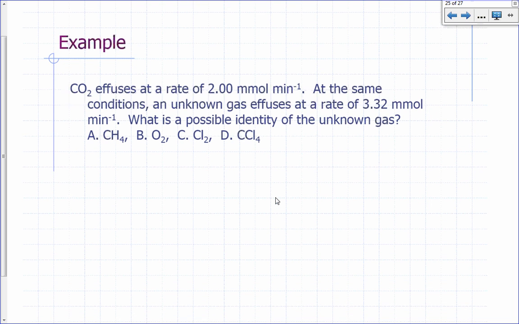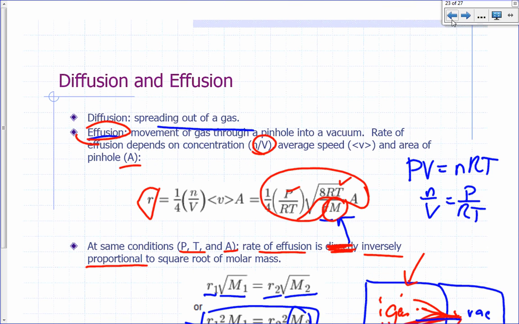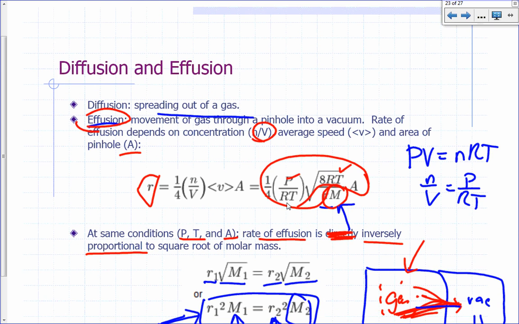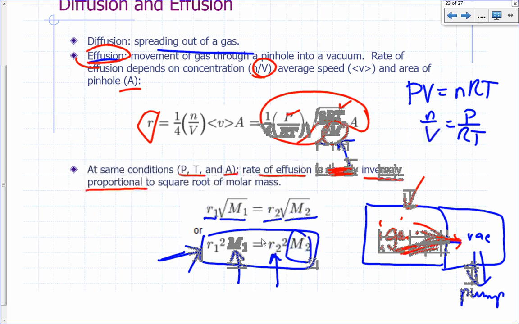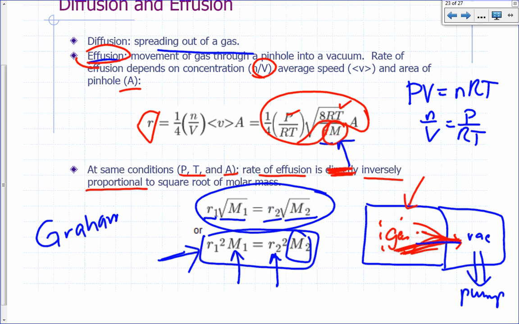Let's look at an application of the rate of diffusion. By the way, the expression that says the rate of diffusion is inversely proportional to the square root of the molar mass is known as Graham's law of diffusion. Before I forget to mention that. Graham's law of diffusion.